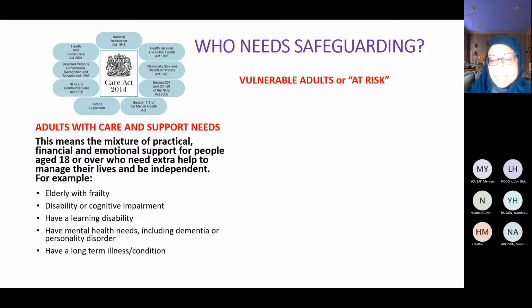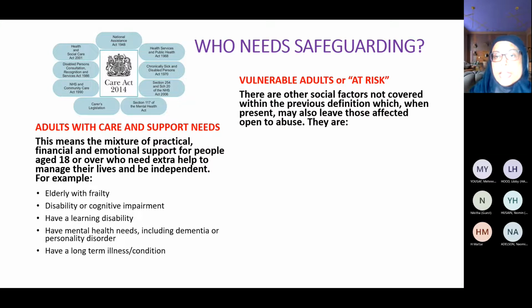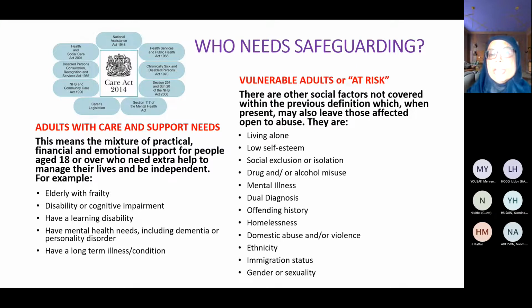And these are called vulnerable adults or at-risk adults. These are adults who are exposed to other social factors which aren't included under the care and support needs. So they don't have care and support needs, but they have vulnerabilities. So living alone, low self-esteem, being socially excluded or isolated, misusing drugs and or alcohol, having mental illness, so severe anxiety, depression, bipolar, schizophrenia, and then dual diagnosis.